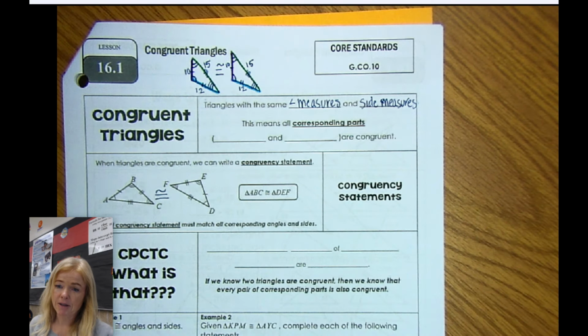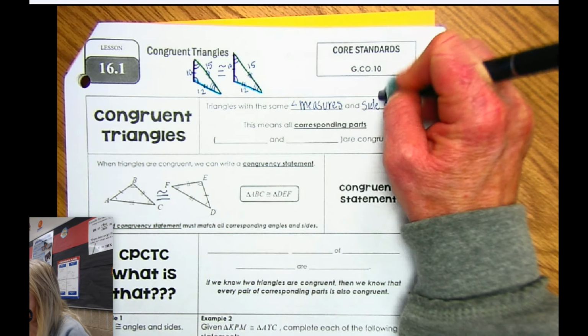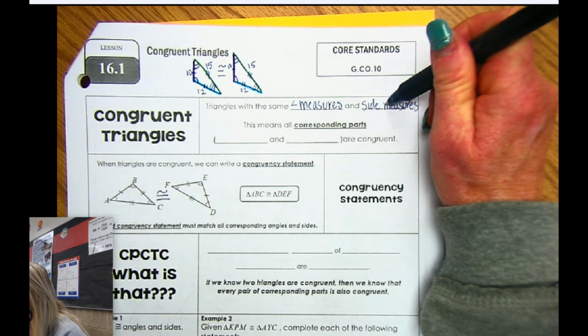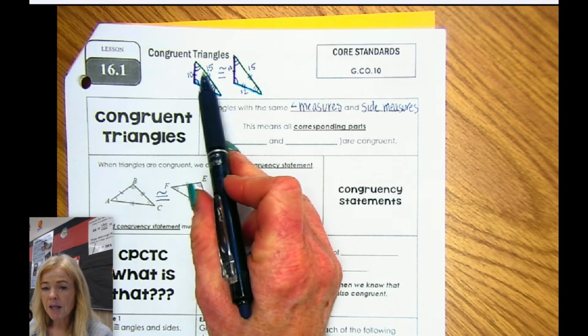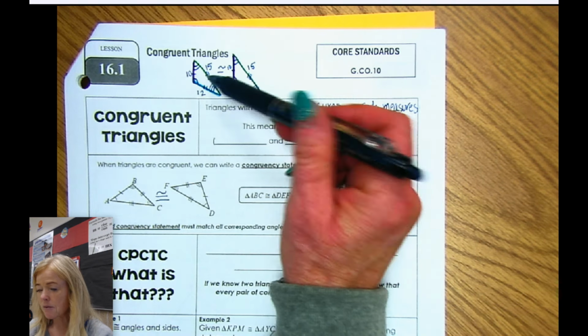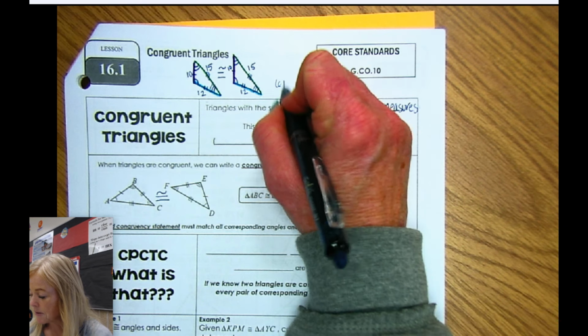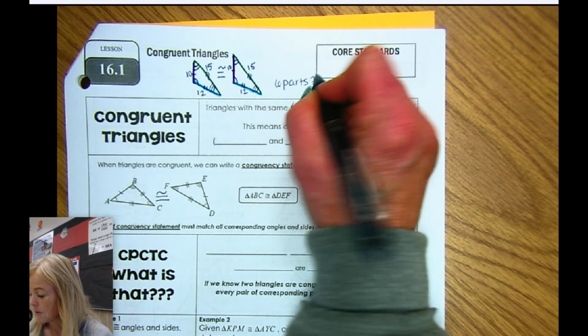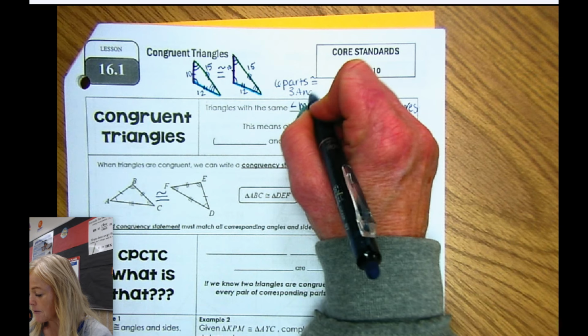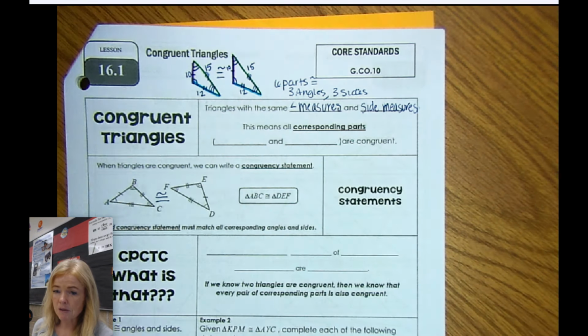So if side measures and angle measures are exactly the same, then voila, they're going to be congruent triangles. That's 6 parts, isn't it? In triangles, you have 3 sides, so 3 sides are congruent, and then 3 angles are congruent. So 6 parts are congruent. You have 3 angles and 3 sides that make a congruent set of triangles.